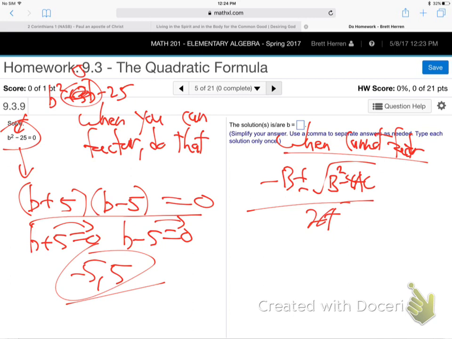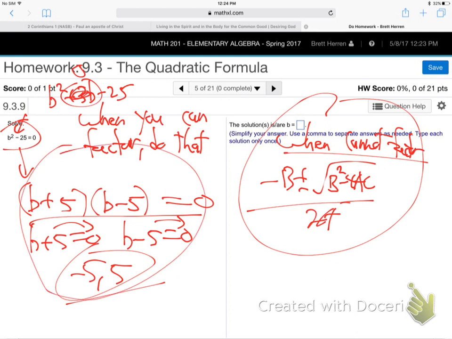Which order you have that in, whether it be the positive or the negative, or the negative positive, doesn't matter. Yep. So both formulas work? Both formulas work. So use this one when you cannot factor. And when you can factor, that's quicker. Does that make sense?